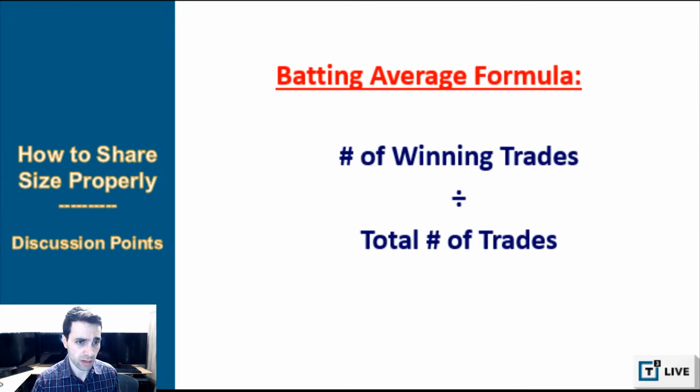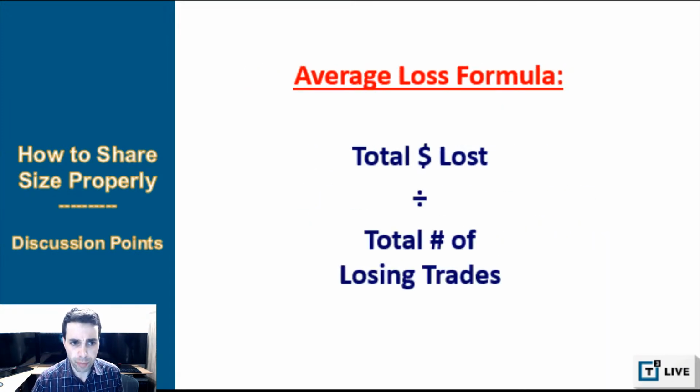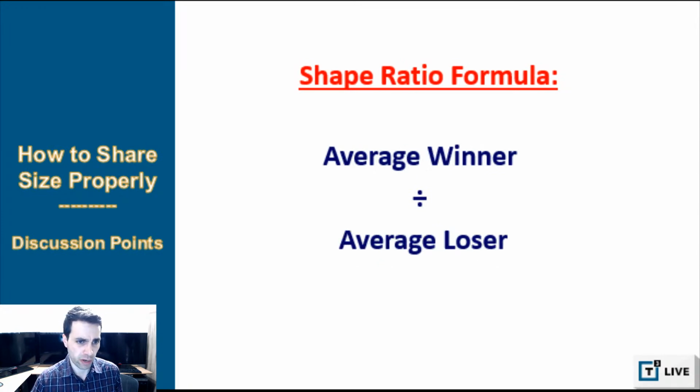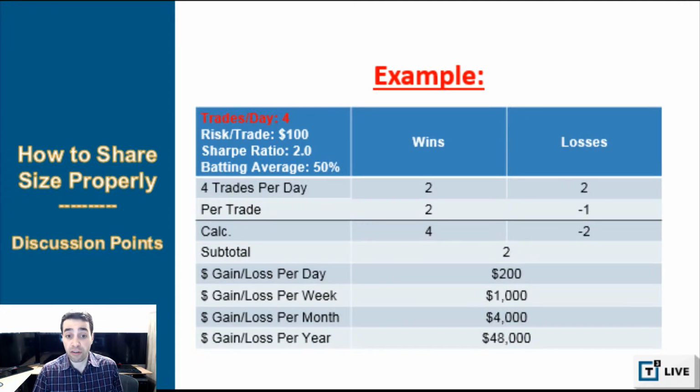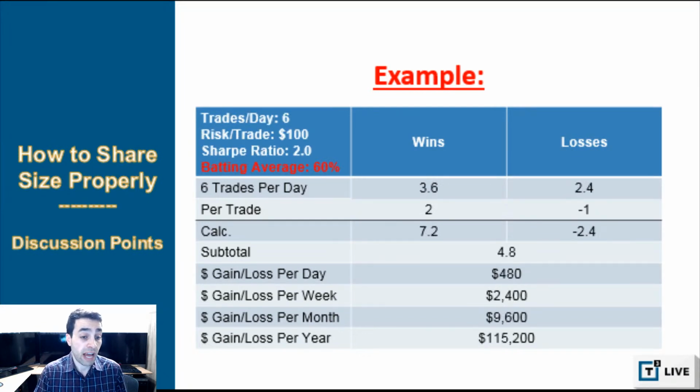What was the question? What's a good Sharpe ratio? I don't know where it is, it's one of those slides. What's a good batting average, everybody? What's a good Sharpe ratio? What's a good batting average? What should you shoot for? 2-to-1? 3-to-1? What should your batting average be? 90%? 50%? 30%? What should it be?